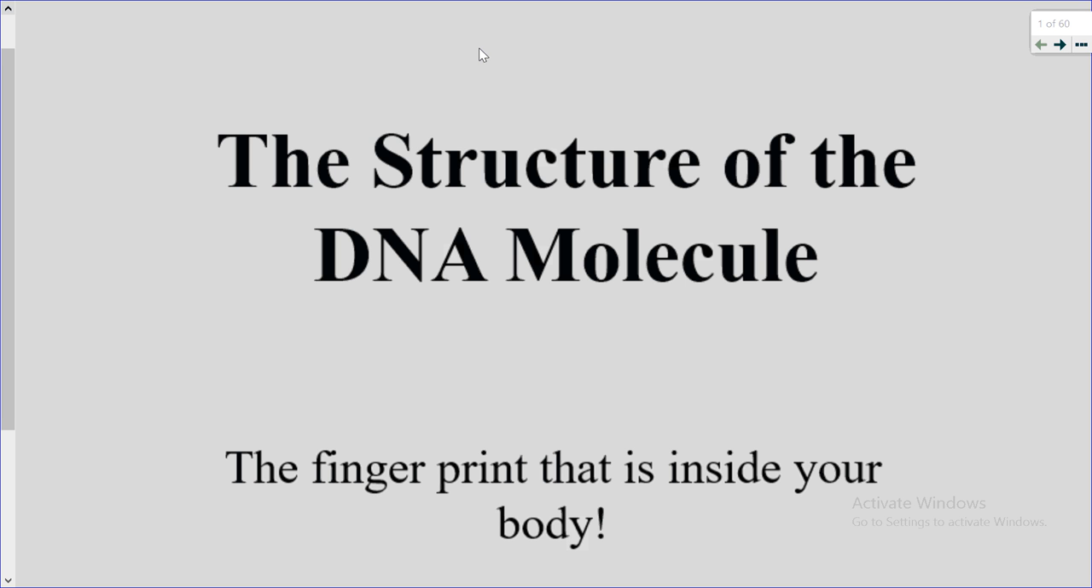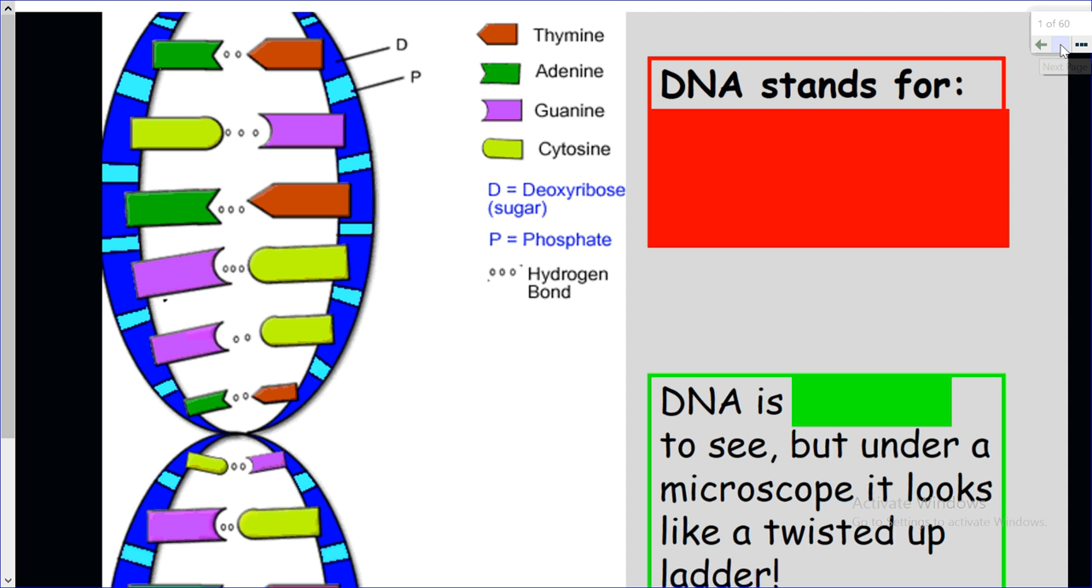So this here. DNA stands for? Fill your box in. Deoxyribonucleic acid. Ribose means what? Ribose ends in O-S-E, so ribose must be the sugar. Nucleic means that DNA is a what? It is a nucleic acid. It contains nucleotides, which are sugar, phosphate, and bases. Sugar, base, and phosphate.